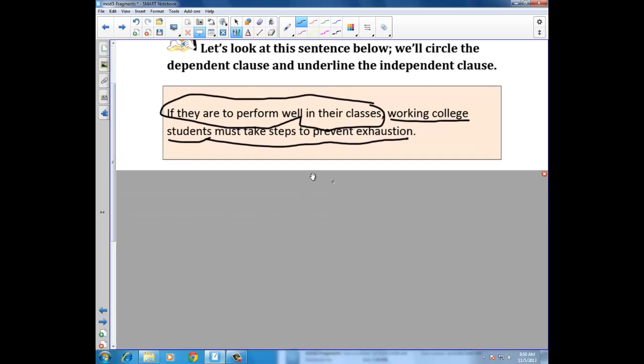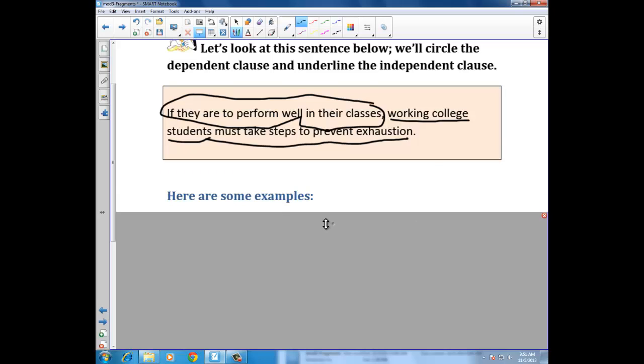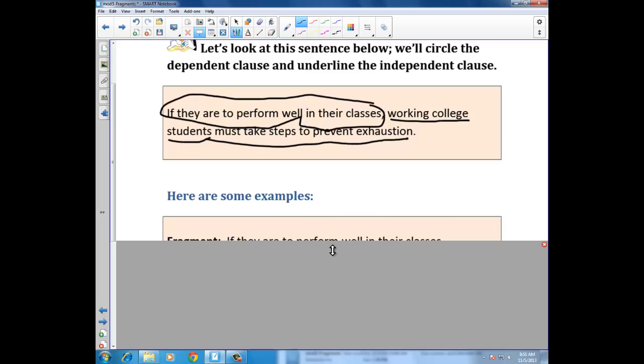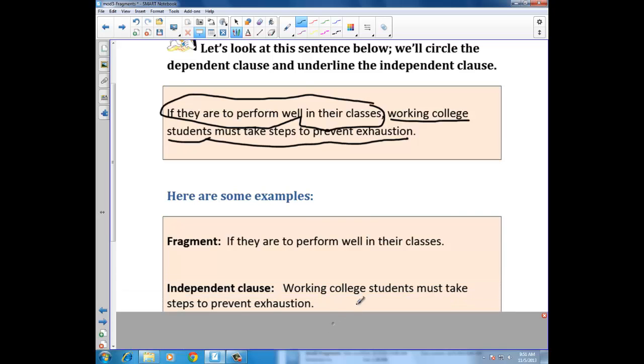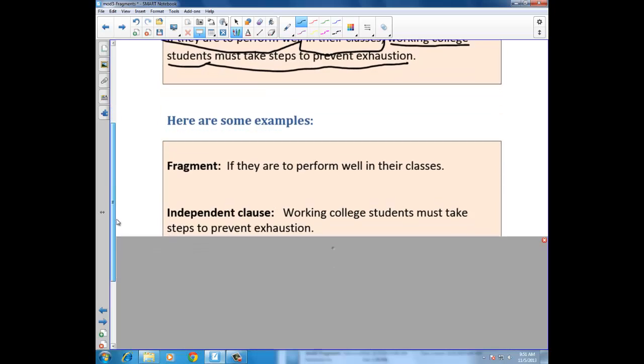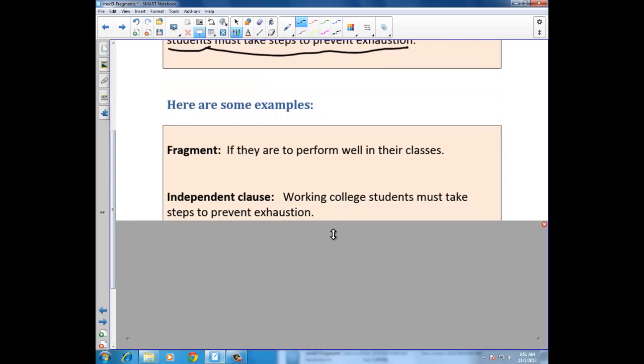The dependent clause is, if they are to perform well. This clause begins with a subordinating conjunction, if, which is followed by the subject they and the verb are. The independent clause that follows, working college students must take steps to prevent exhaustion, also has a simple subject, students, and a verb, must take. Both types of clauses, dependent and independent, have subjects and verbs. The difference is that the dependent clauses begin with subordinating conjunctions and depend on an independent clause to complete their meaning. Without this independent clause, the dependent clause alone would be a fragment. However, once it's joined to an independent clause, its meaning is complete.